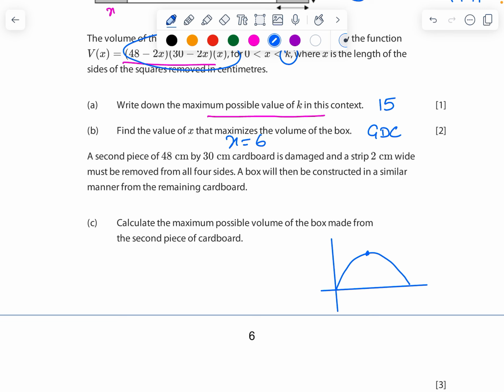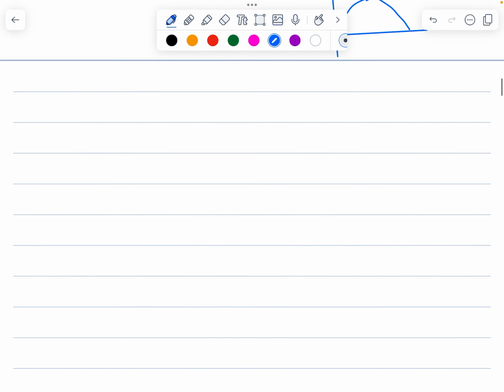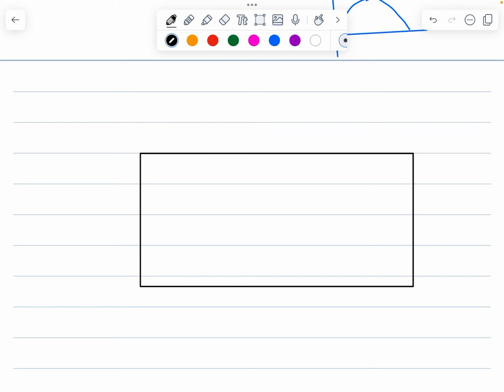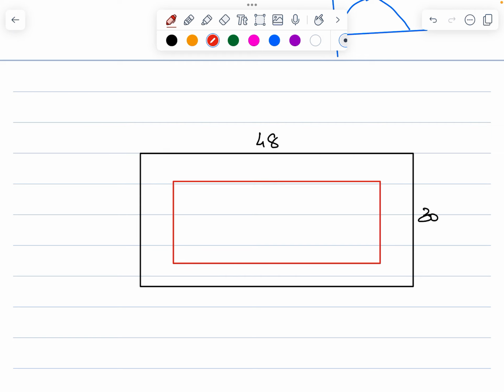A second piece, 48 centimeters by 30 centimeters cardboard, is damaged, and a strip of 2 centimeters wide is removed from all the 4 sides. What is happening? A strip of 2 centimeters is removed from all the 4 sides. So basically this is 48 by 30 centimeters. Now it is damaged. So what am I doing? I am cutting a strip of 2 centimeters on both sides. So now this will become 48 minus 4, because this is 2 centimeters and 2 centimeters, so 44, and this becomes 26 because this one was 2 centimeters and this one was 2 centimeters.